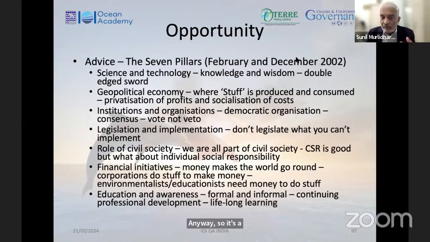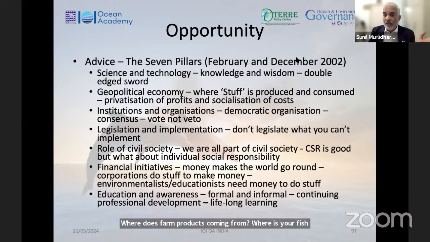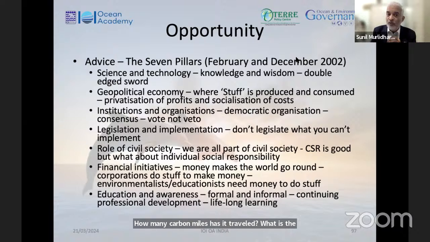Geopolitical economy, that's the second pillar. Where is stuff produced and where is it consumed? How is it produced? Is it produced as raw material? Is it made into a finished product? Or is it sent as a raw material somewhere else and somebody else makes a finished product out of it? Where are farm products coming from? Where is your fish coming from? Where is your food coming from? How many food miles has it traveled? How many carbon miles has it traveled? What is the carbon footprint of all the stuff that is produced and consumed?